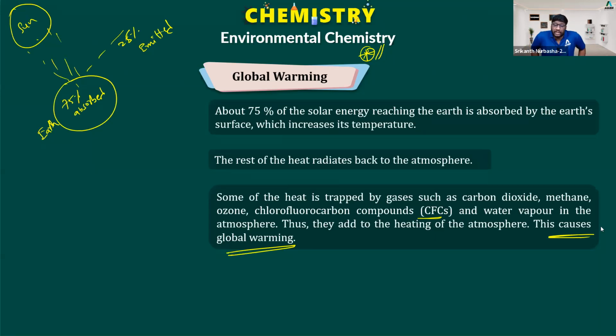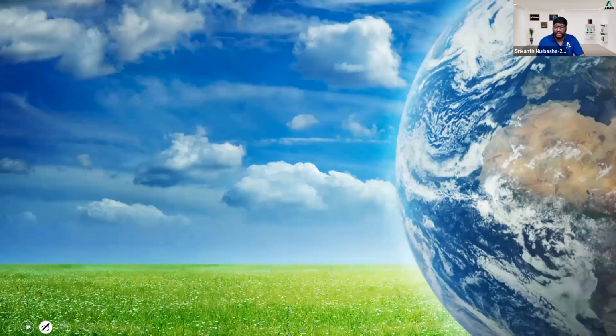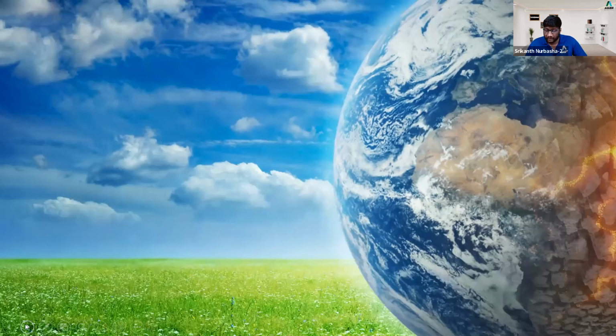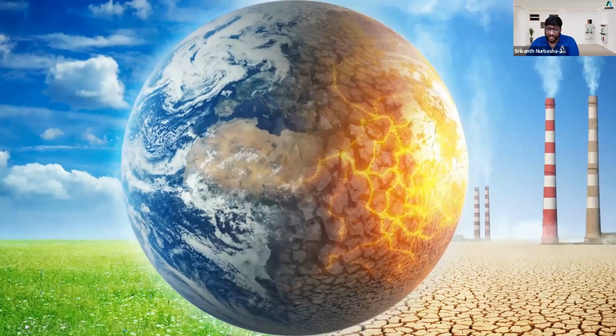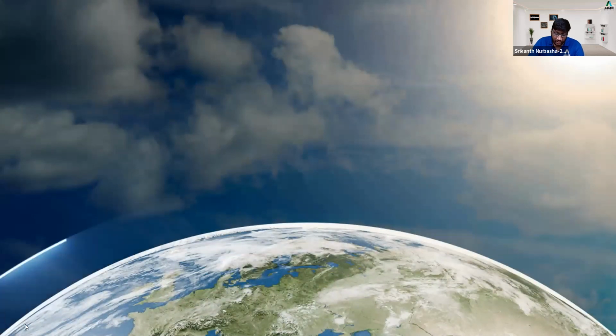So if the concentration of CO2 has increased, obviously what is going to happen? More heat is going to be trapped. If more heat is trapped, obviously the temperature will be higher. If the temperature is higher, the glaciers are going to melt down. Ultimately, you will have global warming. And this is how the gas is going to look. Yes or no? With the increased temperature, the effects we are going to have are very high. So this is the scenario.